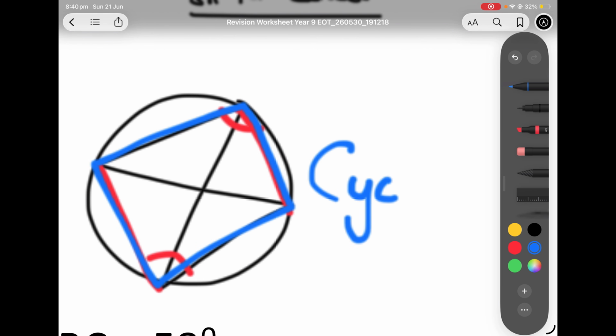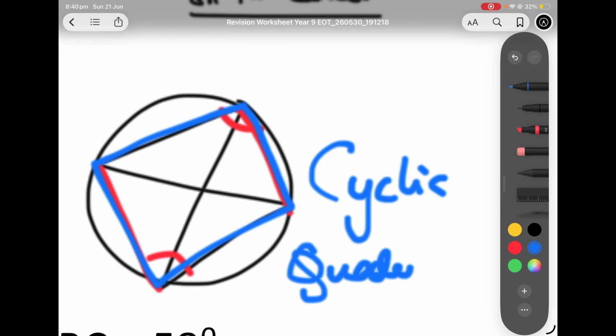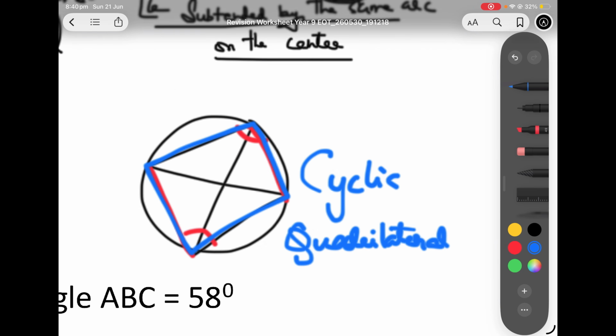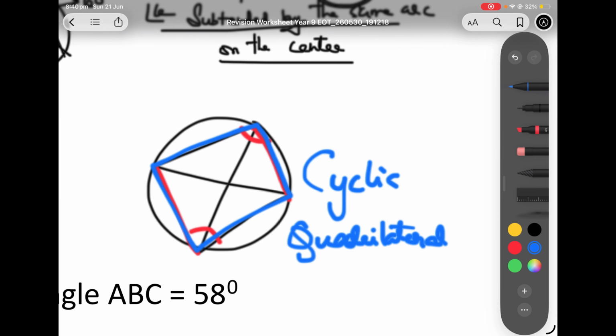What is it called? Cyclic quadrilateral. Okay, now when we have the cyclic quadrilateral, there is a rule for it. Now let's see what is the rule of the cyclic quadrilateral in here.